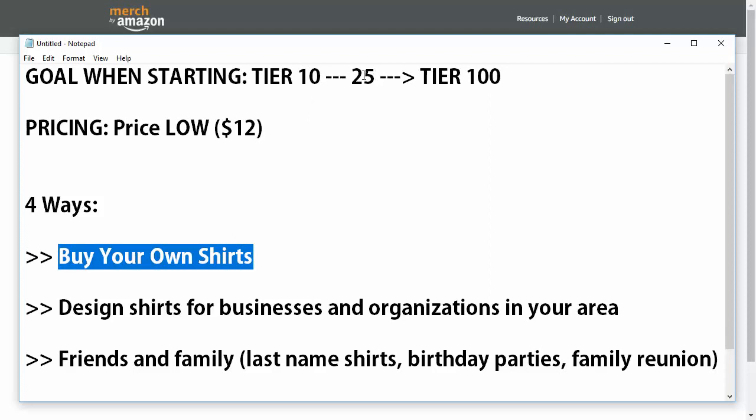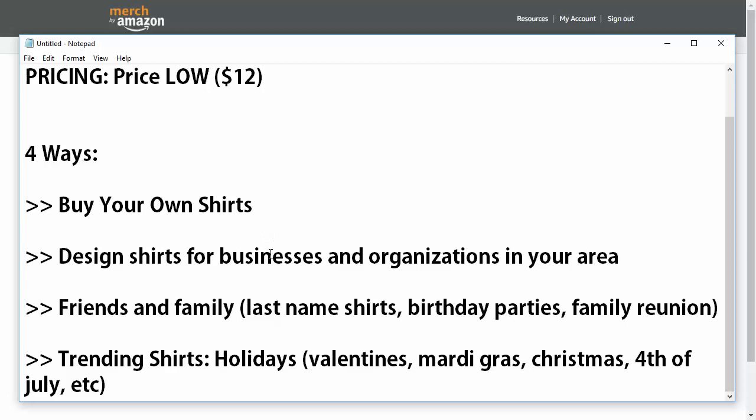So once you get up to tier 25, then upload your 15 other shirts, so then you have 25 designs up. Hopefully you get lucky and have a few sales organically, but then you can buy another 15 shirts to get up to the tier 100 level. So if you don't want to do that, if you don't have the money, or you are patient enough to actually wait for sales, here are a few other ways to do it.